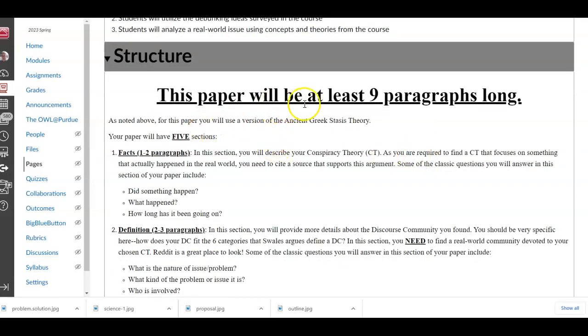Here's the structure. This paper will be at least 9 paragraphs long. I always tell students I'm more interested in paragraph length than pages. This would probably be about 6 pages, I guess, but paragraphs is more important to think about, because that's the moves that you're making in your writing, I would argue. So stasis theory, we'll cover this in more depth, has 5 sections. So you start by outlining the facts. And for us, that means you're going to describe your conspiracy theory.